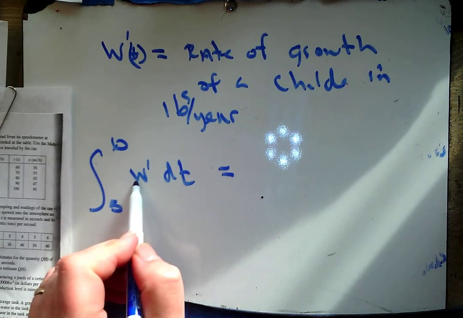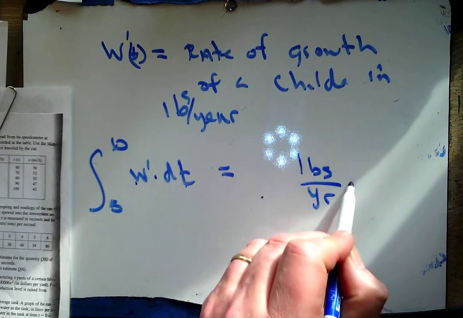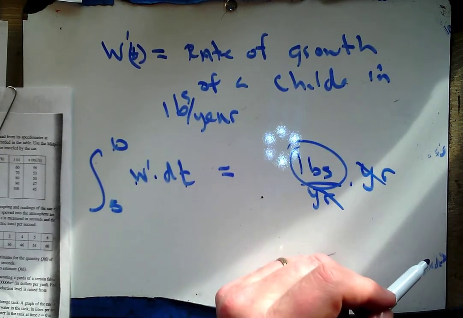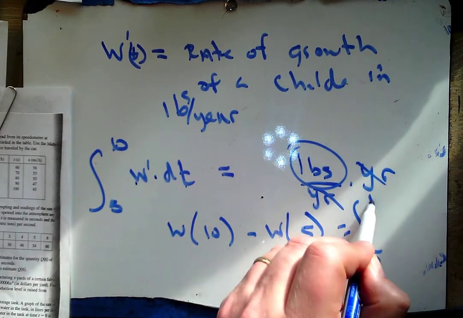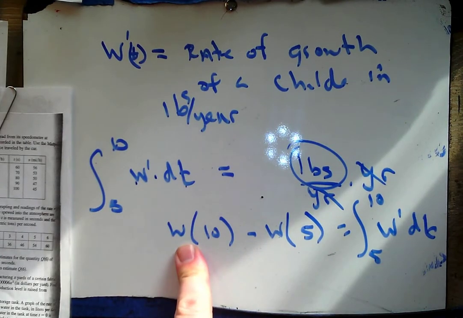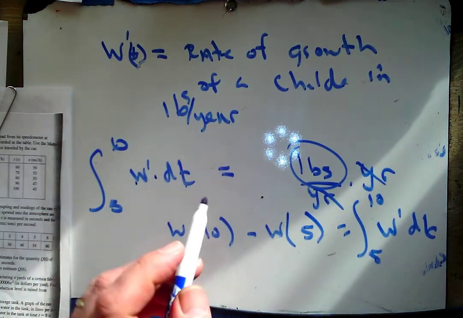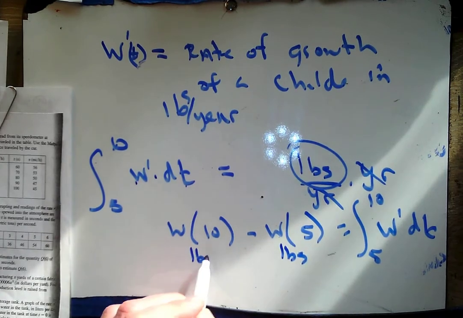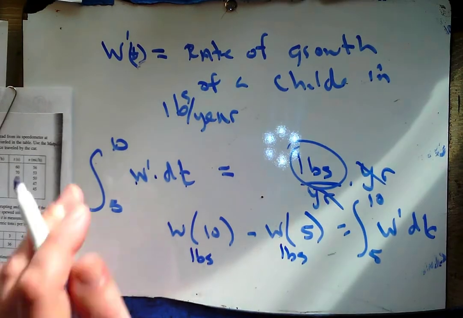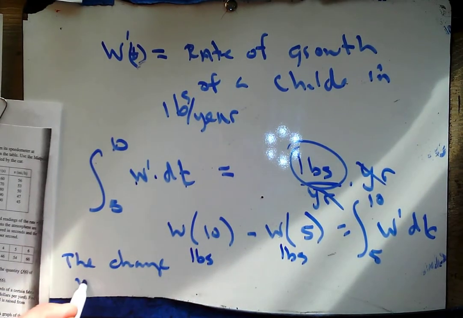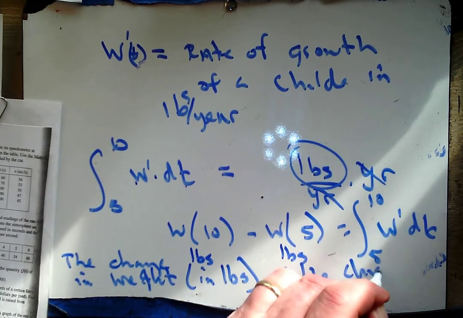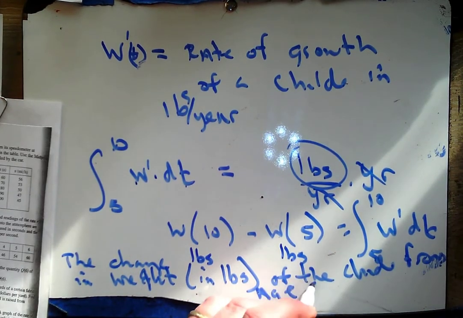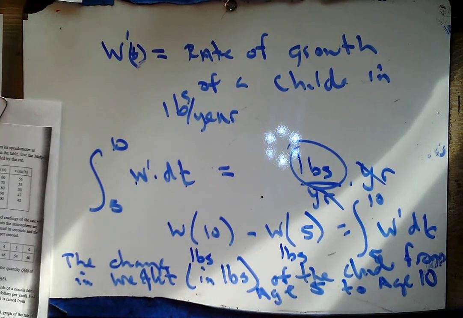Well, let's think about it. This is pounds per year times years. Oh, I'm getting a total number of pounds. So we know from our use of FTC that this integral could be equal to this. W prime is the rate of growth in pounds per year. Well, this is going to be the weight of the child, in pounds. So what we're finding here is the change in the weight in pounds of the child from age 5 to age 10. Okay? I don't need to compute it. I just need to understand the notation and understand what I'm looking at.